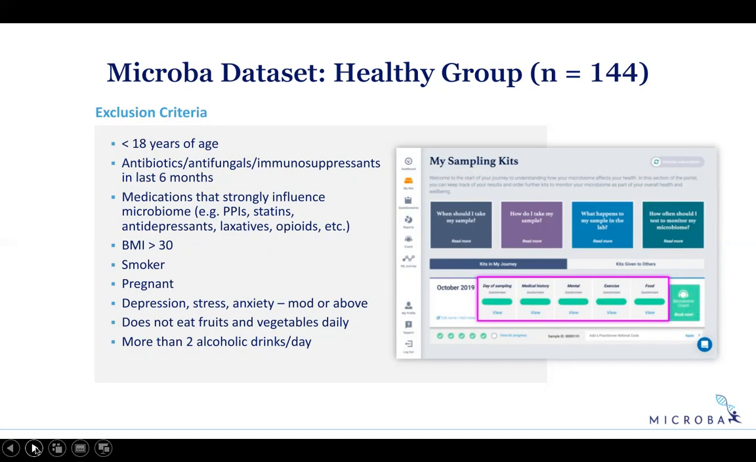Some of the other exclusion criteria include people who have a BMI over 30, those who smoke and who are pregnant. We also use the Depression, Anxiety, Stress Scale, DASS, in our mental health questionnaire. So anyone who scores a moderate or above is also excluded from the healthy group. People who don't consume fruits and vegetables every day are also excluded, and also people who have more than 2 alcoholic drinks per day.